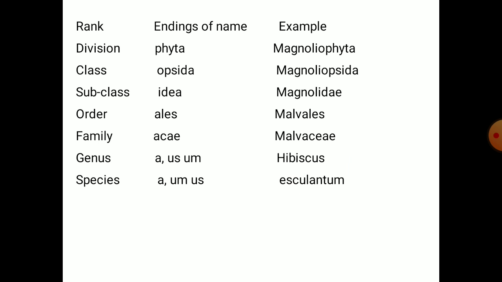The example is Magnoliopsida. Subclass, the ending is idae, for example Monochlamydae. Then order, the ending is ales, for example Malvales. Family, aceae, Malvaceae. Genus, for example Hibiscus. Species, for example esculentum. So these are the ranks.